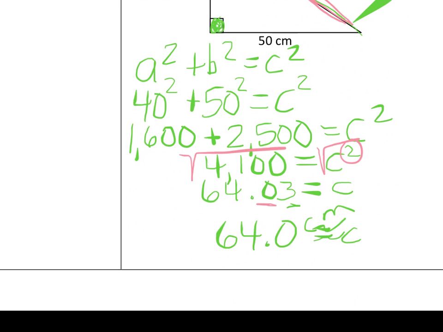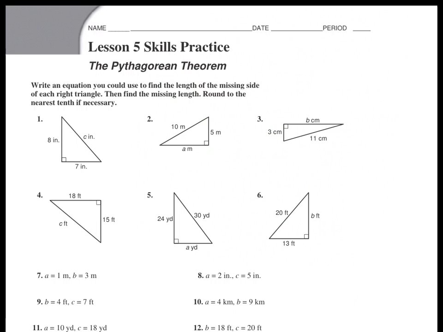So this time I'd like for you to turn to lesson 5 skills practice, and this time I want you to try number 1. I want you to find this missing side C on number 1. See if you can figure out what that measurement of side C would be. And if you need to go back and look at my example or the example that you just wrote down, then do that. As soon as you get that one finished, raise your hand, let me see it, and then you can go on with the video.